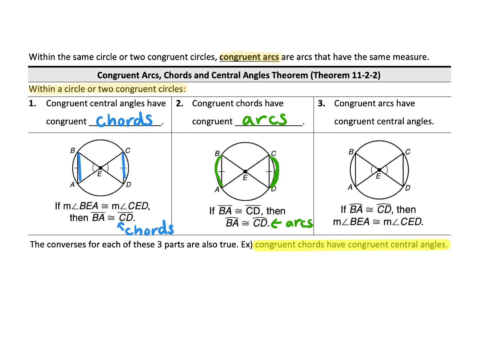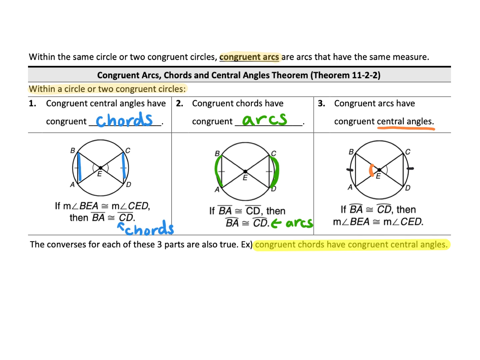And then the last condition of this theorem tells us that congruent arcs have congruent central angles. So that would mean if we were given that arc AB or BA is congruent to arc CD, we would be able to make the conclusion that the central angles BEA and CED are congruent.